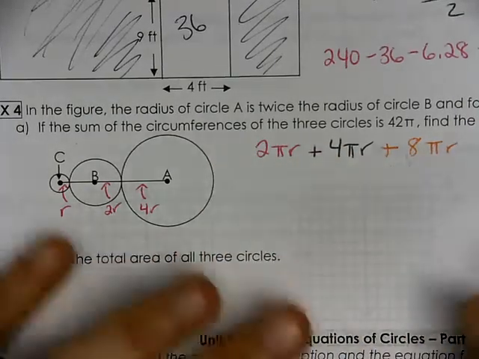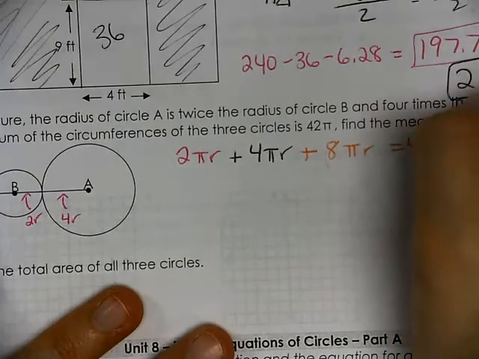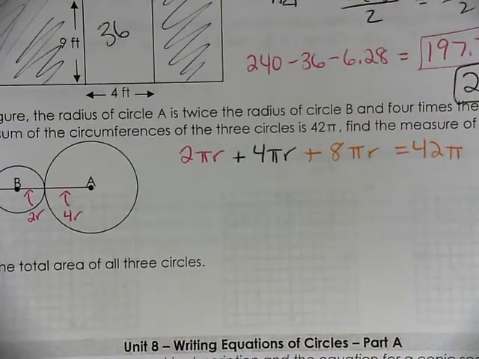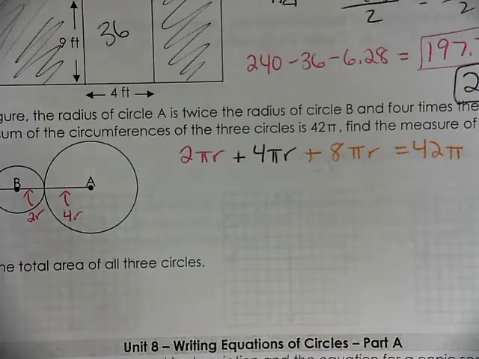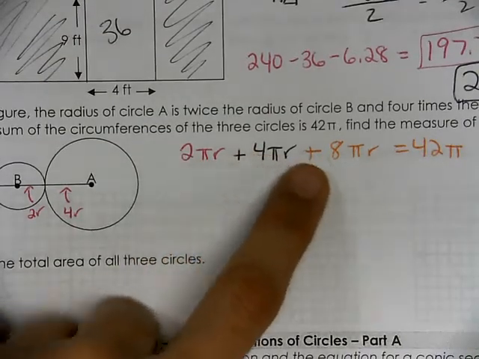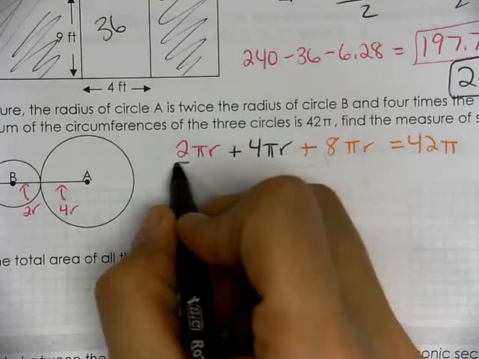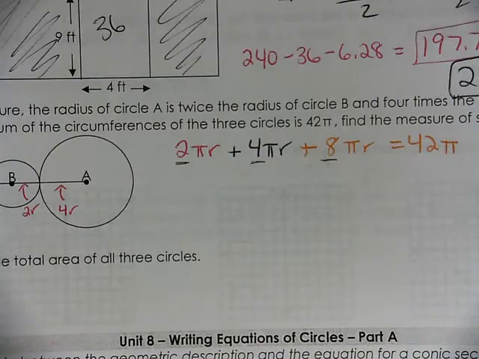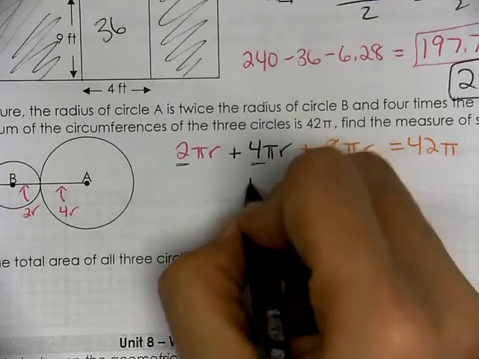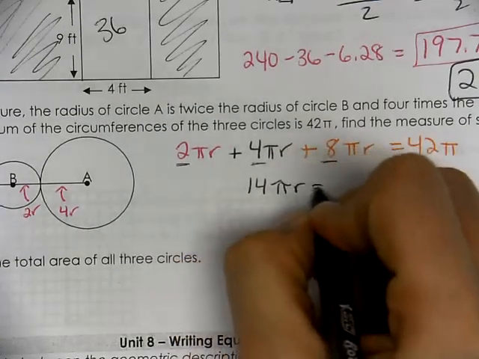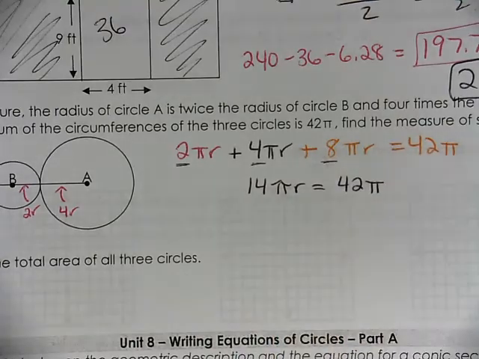All three of those together have to equal 42 pi. We're trying to find the radius. Once I can find regular r, I can find the length of the segment from A to C. You see how all three of these is like a number times pi r? Because of that, you can just add the numbers together. It's like combining like terms. What's 8 plus 2 plus 4? So I have 14 pi r equals 42 pi.